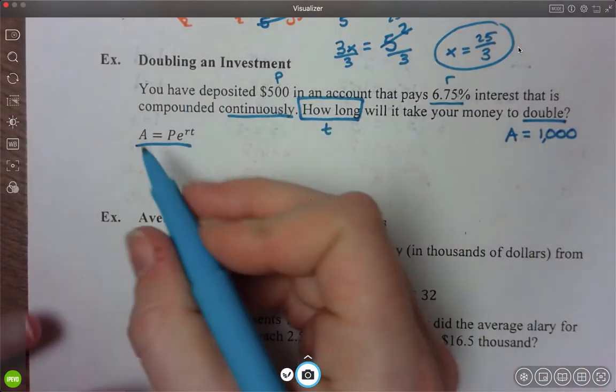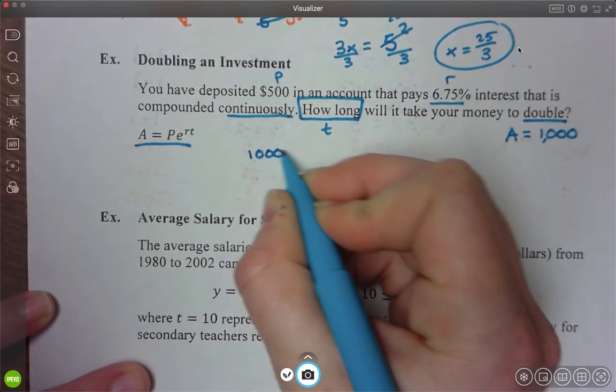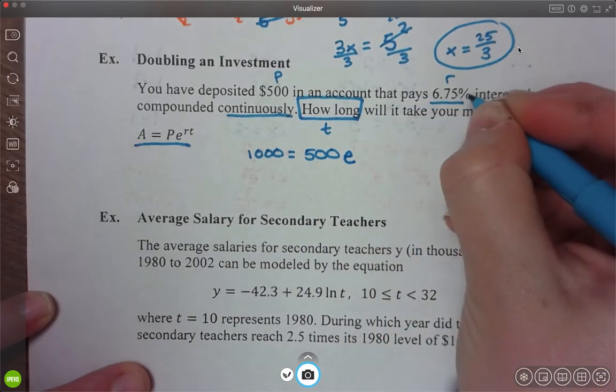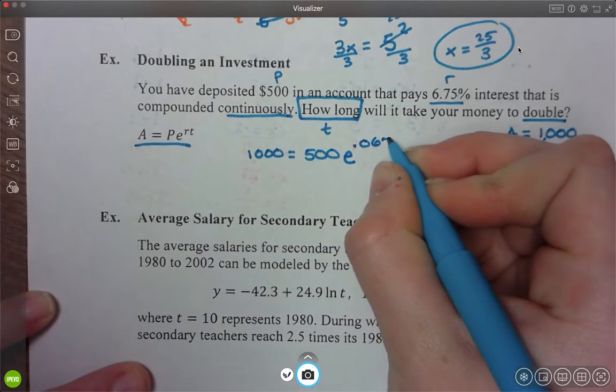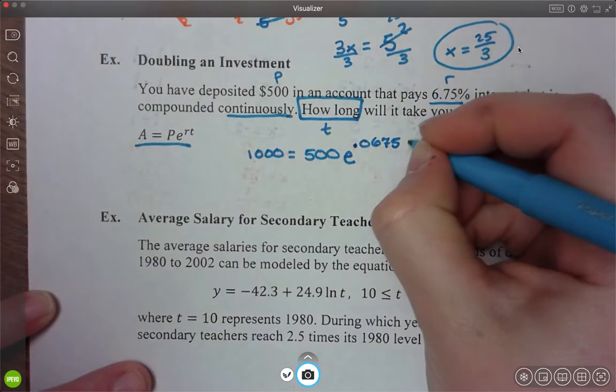So now I just plug stuff in and let's see what we get. I have 1,000 here for A. P is going to be 500. E to the R, and we need to convert that to a decimal first, so 0.0675. And T is what I'm solving for.